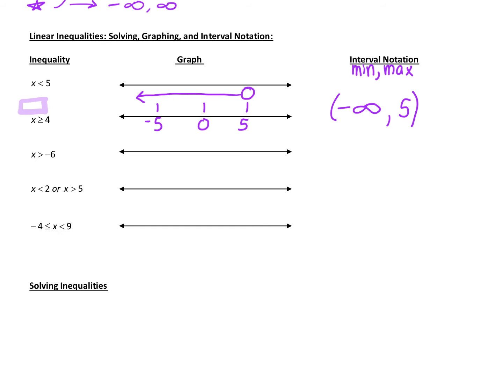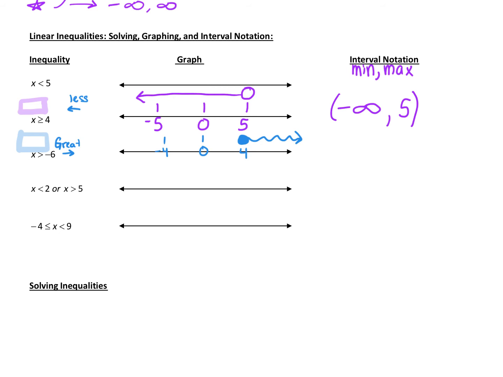All right, let's look at a few more. This next one says x is greater than or equal to 4. So let's plot 0, let's plot 4, let's plot -4. Now this time, since it has the equal to, I'm going to put a closed circle on 4 and then draw my arrow going this way to the greater than side. So when it's greater than, we're going to go to the right. When it was less than, we went to the left.